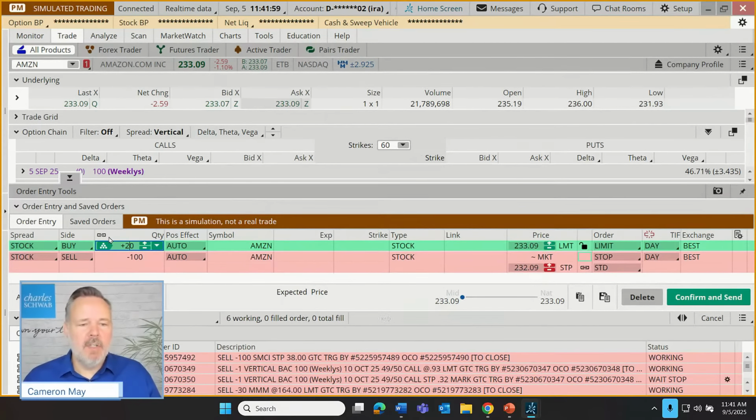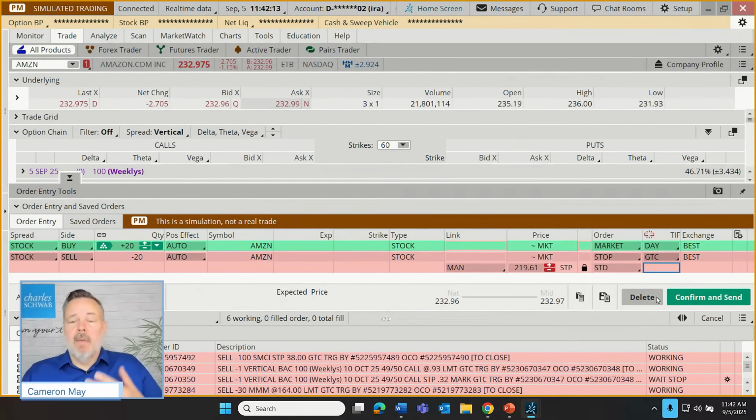We'll click on the little broken chain link. That's going to pair up the buy order with a sell order so the quantities match. Let's put in a market order with a stop down there at 219.61, 1% below the recent low. Good till canceled.